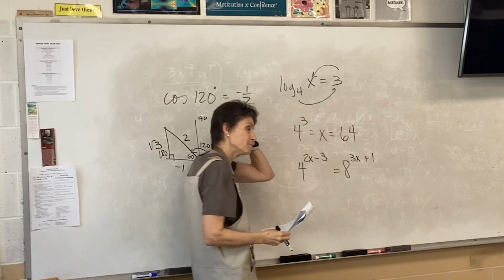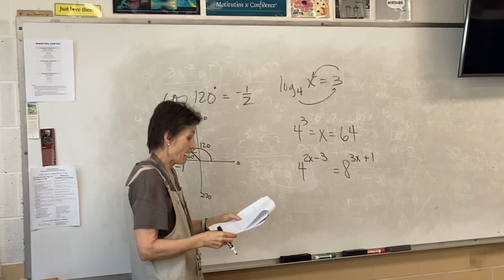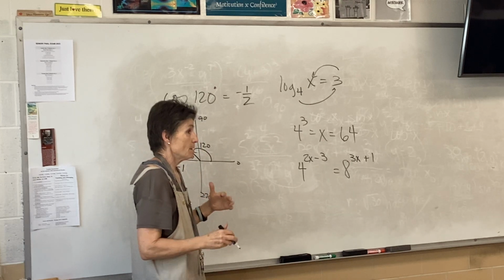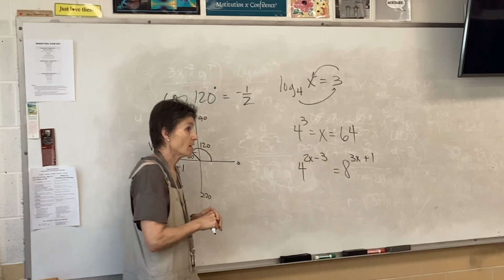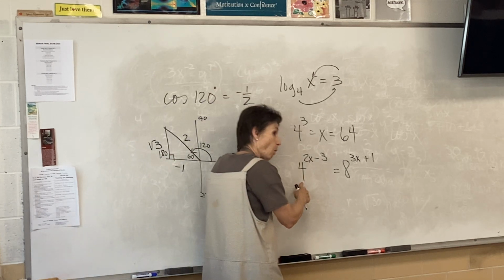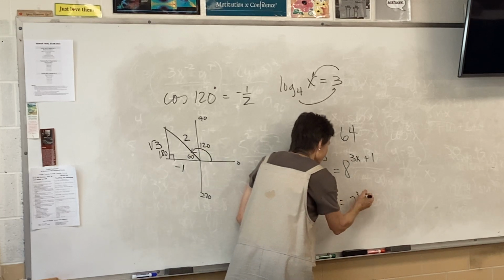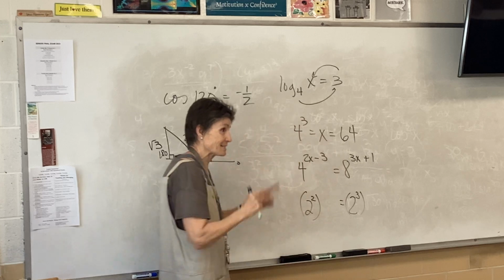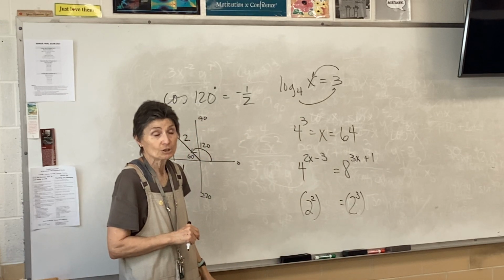Here's problem D. Now, notice there's no star. This is not a calculator problem. You can do this without a calculator because 4 is 2 squared and 8 is 2 cubed. That's the key. They're both powers of 2.